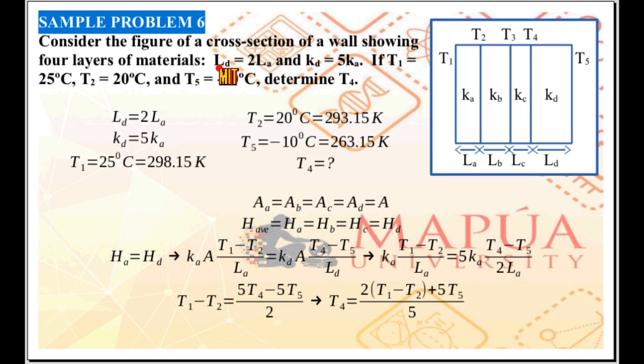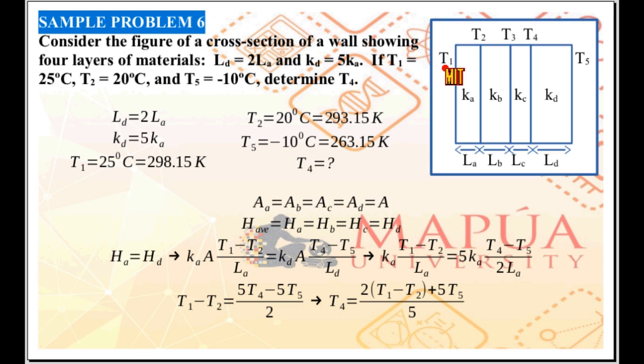So, we have LD is equal to 2La, Kd is 5 Ka, temperature T1 is provided, 25 degrees Celsius. Convert to Kelvin. Temperature T2 is also given, 20 degrees Celsius. Convert to Kelvin. And temperature T5 is given, negative 10 degrees Celsius. Convert to Kelvin. We are being asked for temperature T4.